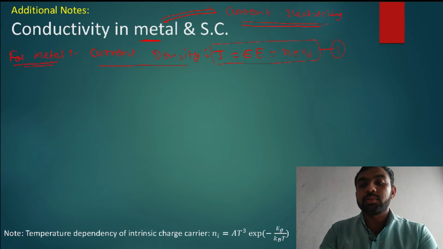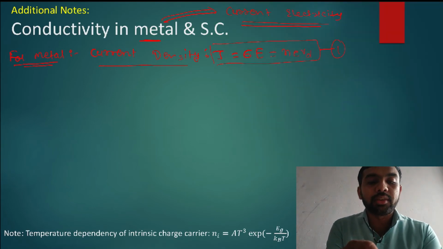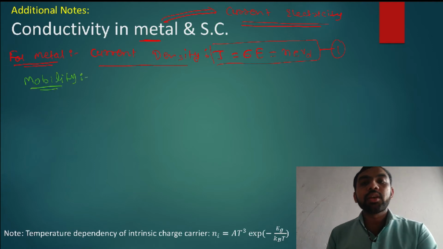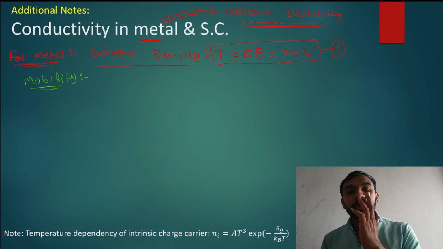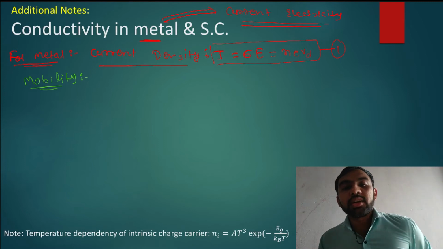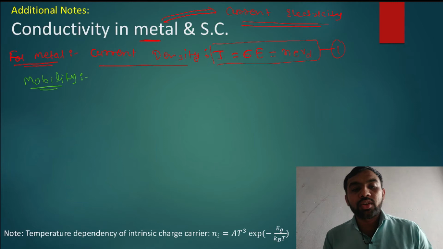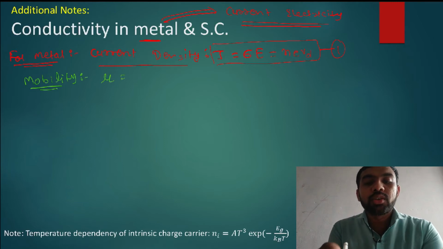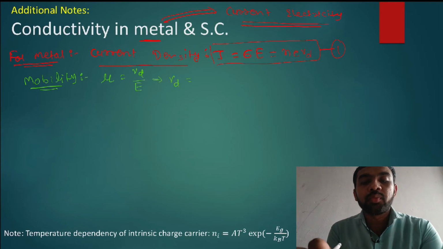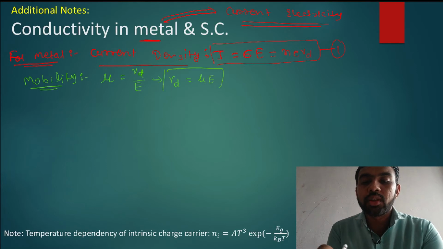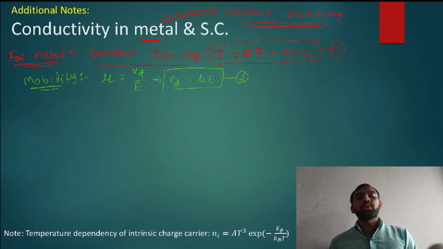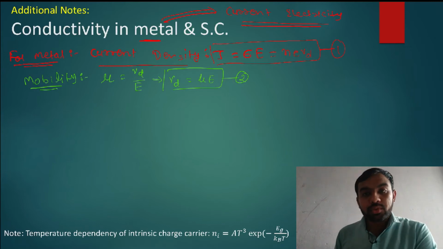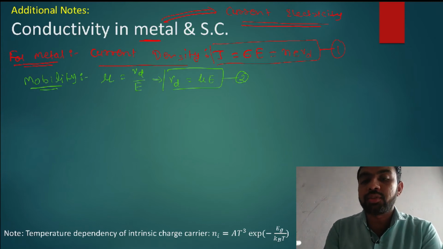Now another term you must note here is mobility. You understood mobility in detail in current electricity, so now we write the equation directly. Mobility is generally denoted by mu, and it is given as Vd upon E. So Vd is equal to mu into E. If you solve equations 1 and 2, you get the answer for conductivity.